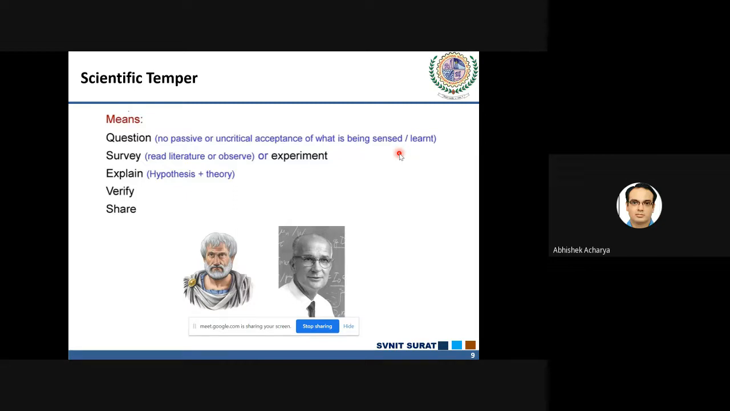Now, why am I highlighting scientific temperament here? The first figure, if you look at this image, he was Aristotle. He was a great philosopher of his time. So what was the theory of Aristotle? Aristotle said that women have a lesser number of teeth than men.